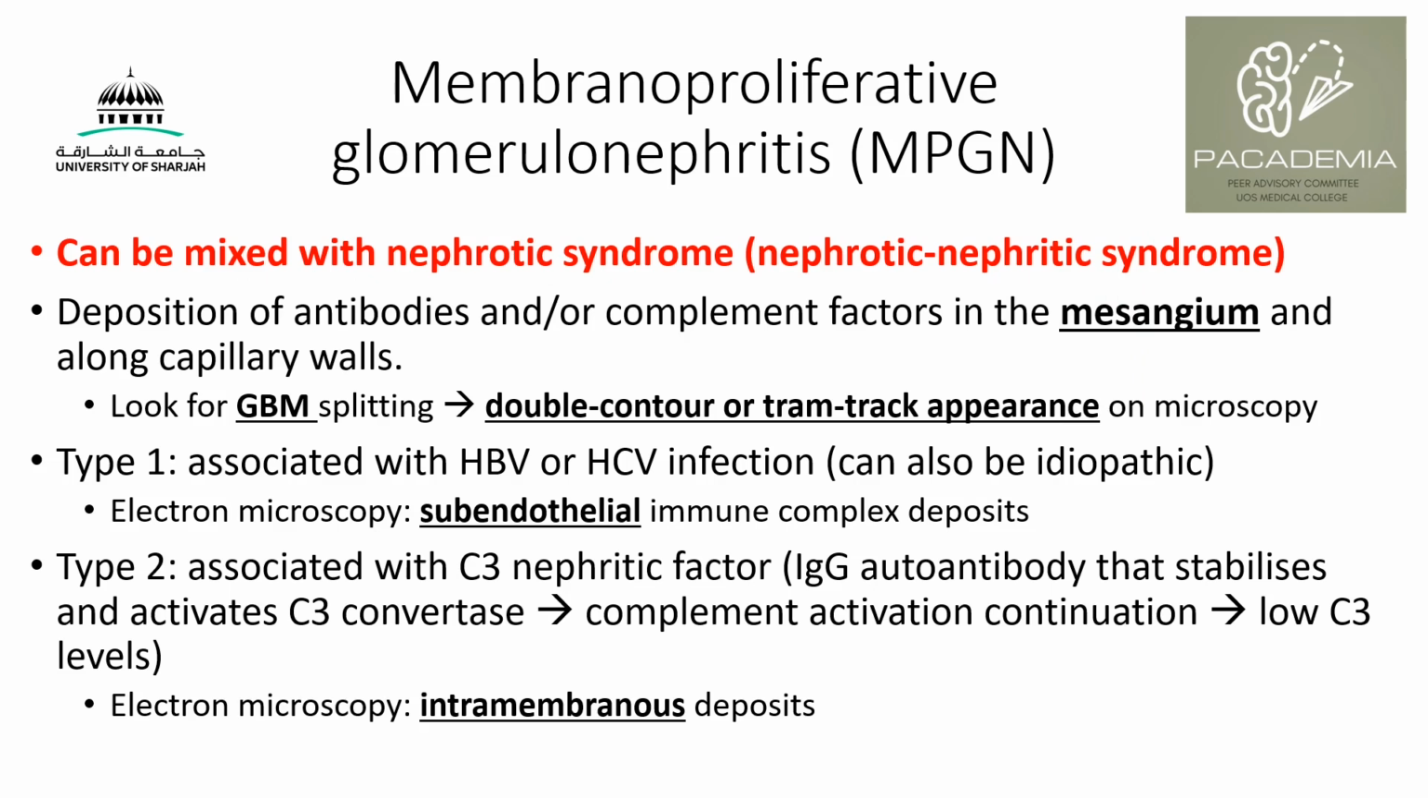Remember proliferative glomerulonephritis? We've talked about it previously in nephrotic as a brief overview, but here, as a way to revise, we should know that it can be mixed with nephrotic syndrome, so they have a nephrotic pattern. Although it's under nephritic syndrome, it can sometimes also be under nephrotic. Sometimes both can be present under membranoproliferative glomerulonephritis. The deposition of antibodies and complement in the mesangium and on capillary walls is associated with splitting of the glomerular basement membrane. Look for this term, double contour or tram-track appearance on microscopy. This will be a key word or phrase.